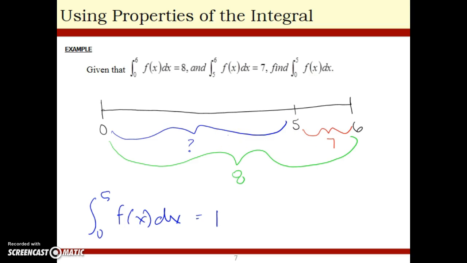So that's all those problems. You'll have a couple of problems in the homework, and that's all you really have to do. You just want to draw it out on a number line, and even if the scale is off, you can still come up with the answer if you use your algebra.